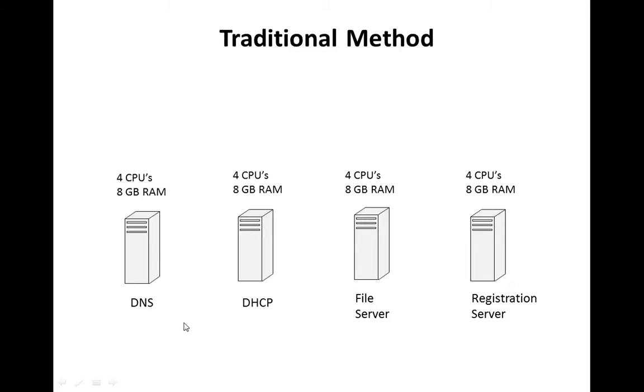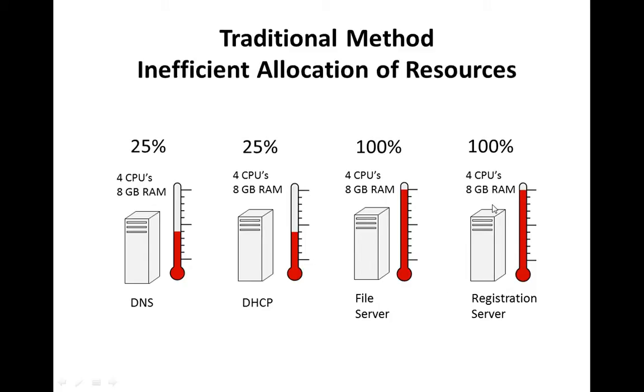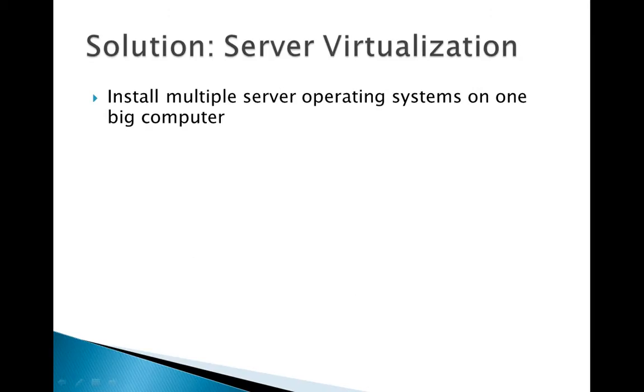So when we installed all of the operating systems and applications, we found out that the DNS server and the DHCP server were only at 25% utilization, which is a total waste of CPUs just sitting there doing nothing. And conversely, the file server and the registration server were totally maxed out. This is called an inefficient allocation of resources, whereby some servers are totally maxed out and other servers are only operating at 25% of capacity. So the solution was virtualization.